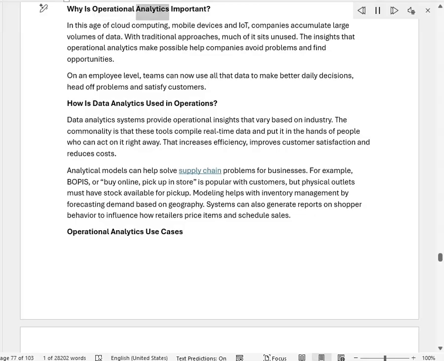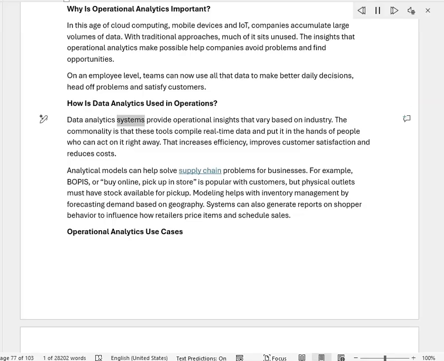Why is operational analytics important? In this age of cloud computing, mobile devices and IoT, companies accumulate large volumes of data. With traditional approaches, much of it sits unused. The insights that operational analytics make possible help companies avoid problems and find opportunities. On an employee level, teams can now use all that data to make better daily decisions, head off problems and satisfy customers. How is data analytics used in operations?